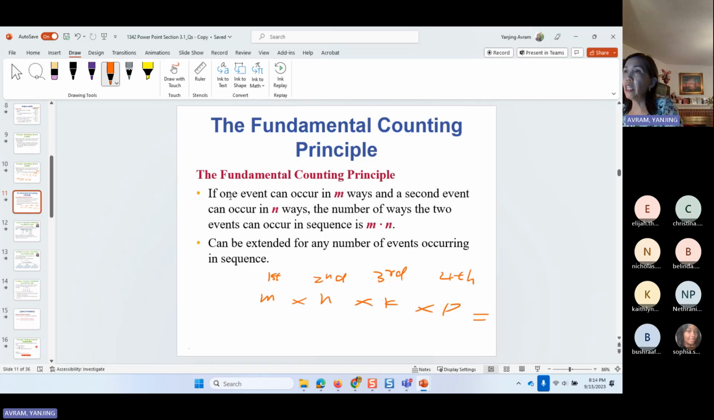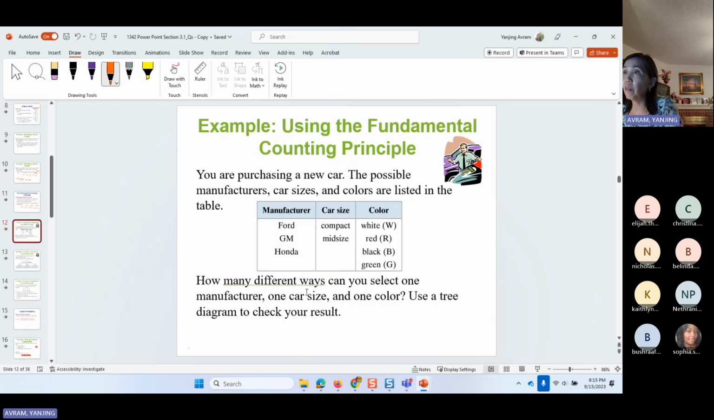If an event occurs in M ways and the second event occurs in N ways, then the number of ways that the two events can occur in sequence is M times N. All right, so this is not only just M times N. If you have a third event or a fourth event, you can keep multiplying all of them together. Okay, so that is called the fundamental counting principle in here.